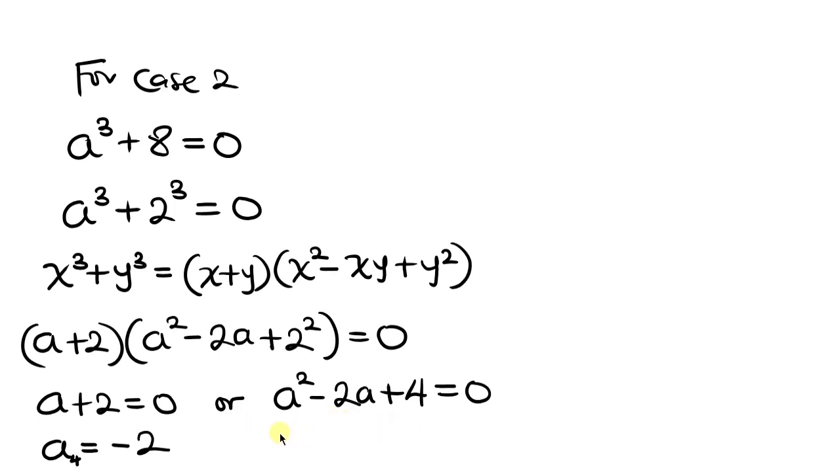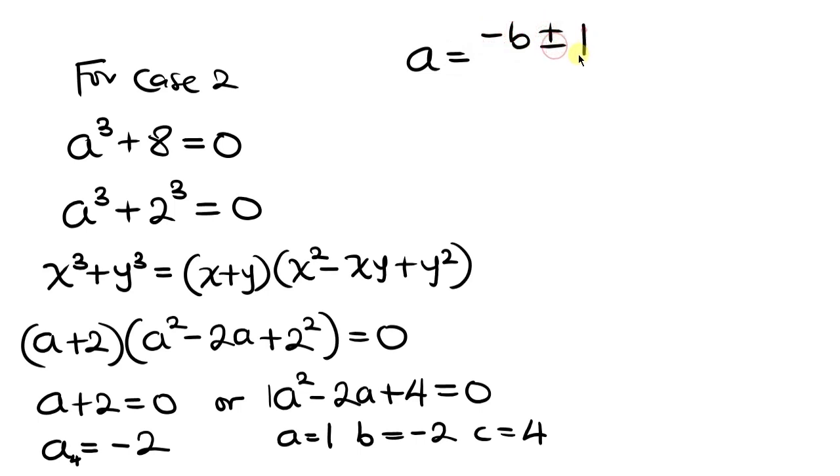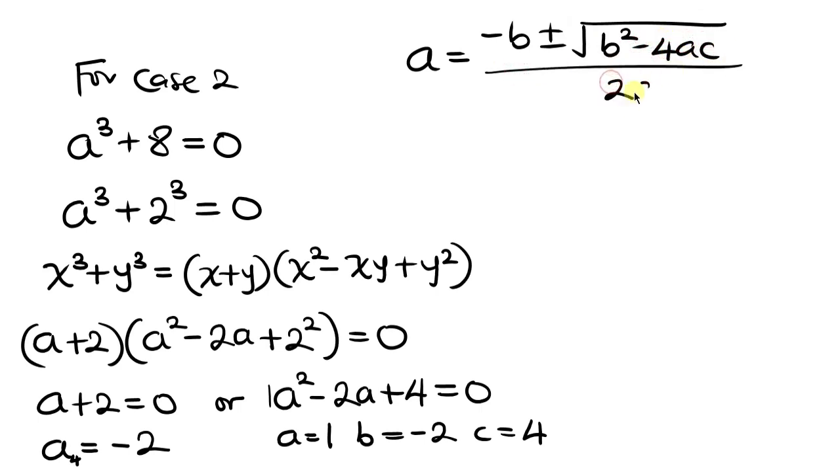So from this quadratic equation, we see that a, which is the coefficient of a squared, is 1. b, which is the coefficient of a, is negative 2. And c, which is the constant term, is 4. So since we're looking for a, we're using the quadratic formula, which is equal to negative b plus or minus the square root of b squared minus 4ac all over 2a. Now let's substitute this inside of our quadratic formula.